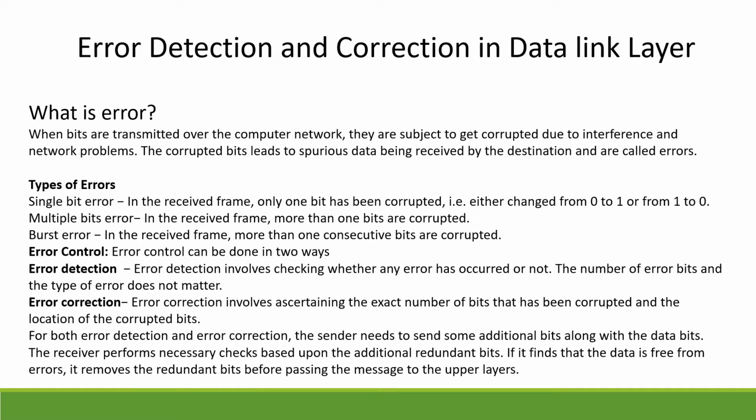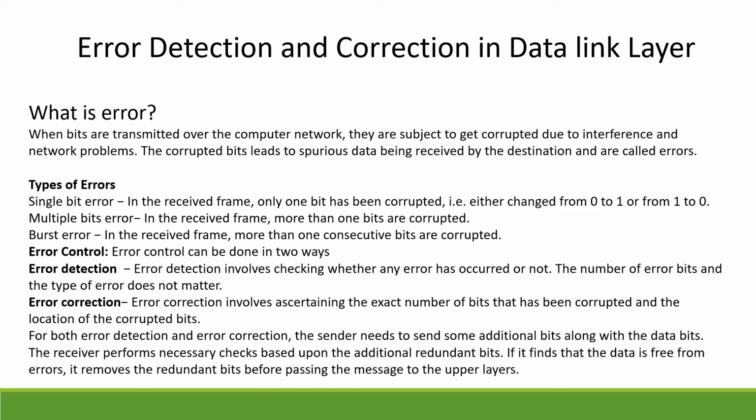When bits are transmitted over the computer network, they are subject to get corrupted due to interference and network problems. The corrupted bits lead to spurious data being received by the destination and are called errors. Types of errors: single bit error, multiple bits error, burst error.